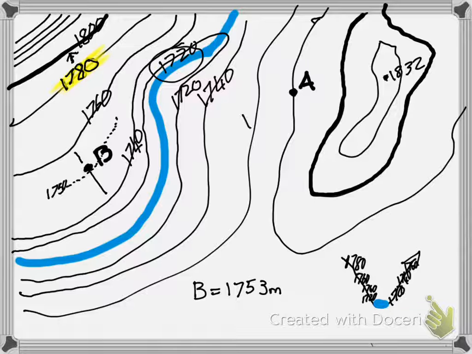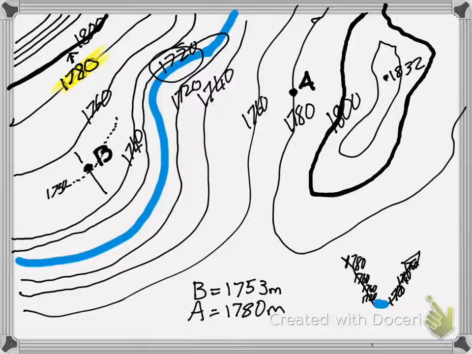This is our 1760, 1780, and then this one will be 1800. Good, and we know we're correct because it's a thick line again and it's on 100. So now we actually have a value for A, because A is on a line of 1780. So there we have it, A is 1780.